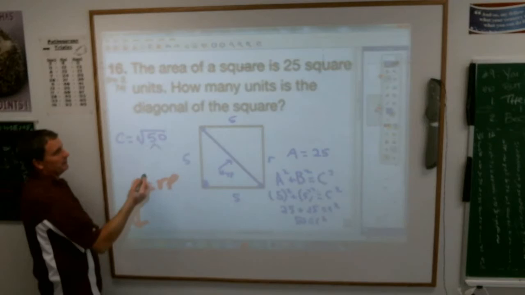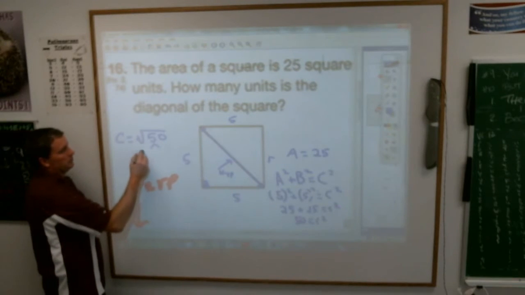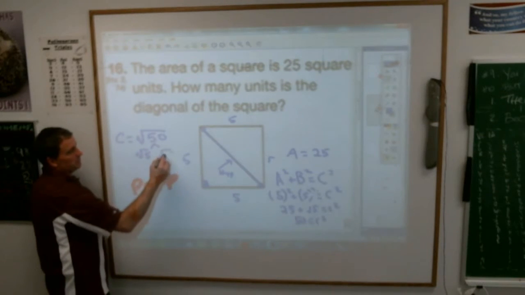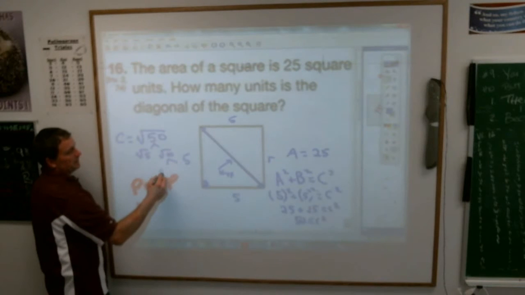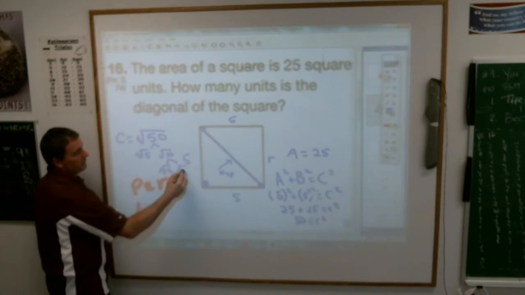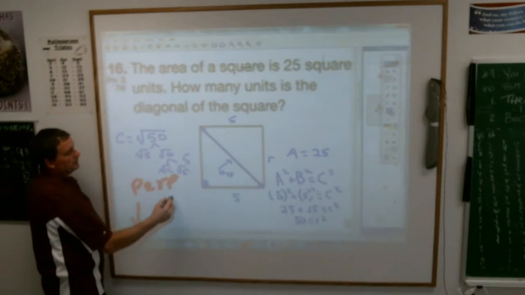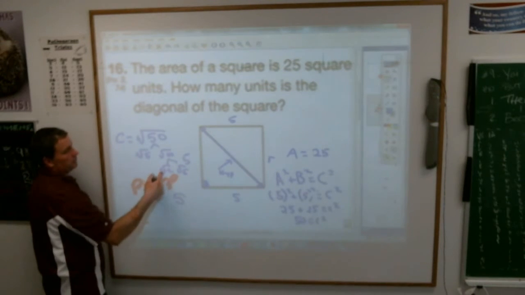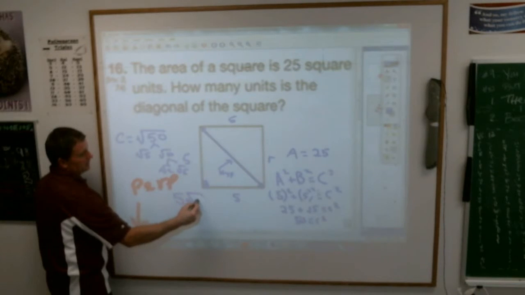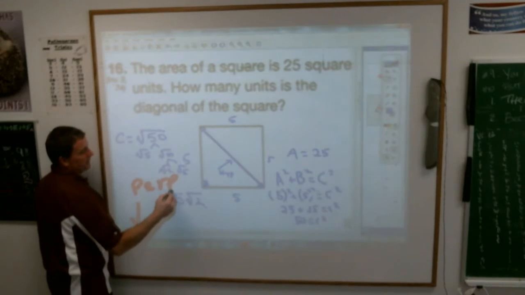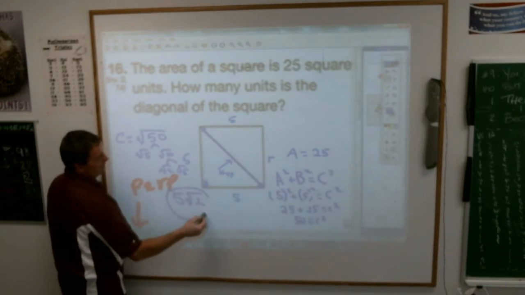You need to prime factorize it. If you do that, it's the square root of 5 times the square root of 10. Square root of 10 is the square root of 2 times the square root of 5. 2 square roots of 5 give you a normal 5. Square root of 2 has no friends. It stays the square root of 2. That's the length of that side.